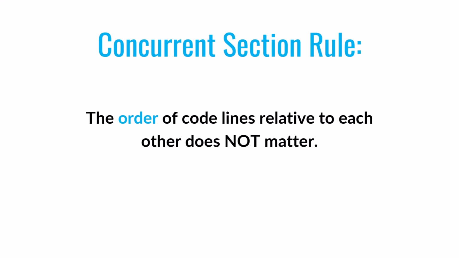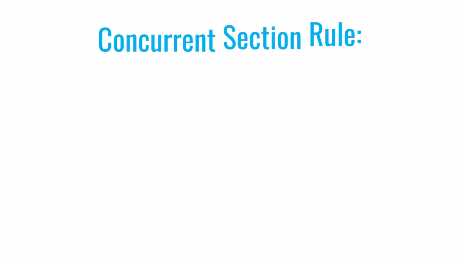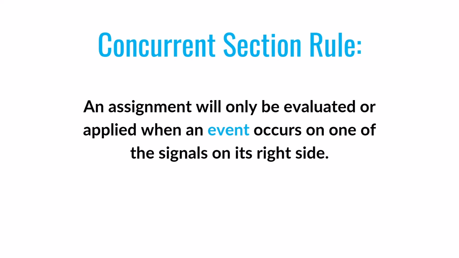Let's also get familiar with another term here, event. In VHDL, when the value of a signal changes, we say an event has occurred on that signal. So with this terminology, if we restate the concurrent rule, it's that an assignment statement will only be evaluated or applied when an event occurs on one of the signals on its right-hand side.